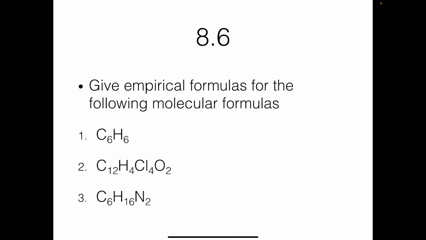So take a minute and try this practice. What I'm asking you to do here is to give the empirical formula for the following molecular formulas. Pause your video, see if you can come up with the answers. So in the first one, we can see that this can be further reduced. This is not in lowest terms. So what I can do is divide each of these by the number 6. And if I do that, I get an empirical formula of CH, because each of those subscripts divided by 6 gives me a 1. And since I can further reduce it, this would be the molecular and this one the empirical.